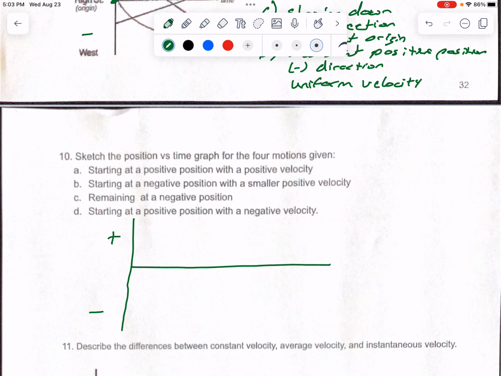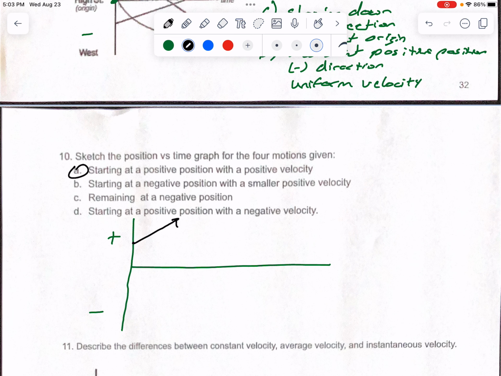We're gonna use some different colors here. So starting at a positive position, so we're gonna say A, we're gonna go with the black color. Starting at a positive position with a positive velocity. Okay, so starting up here, it doesn't matter where, as long as you're starting above the x-axis. Okay, and we're gonna have a positive velocity, so it's gonna kind of look like that.